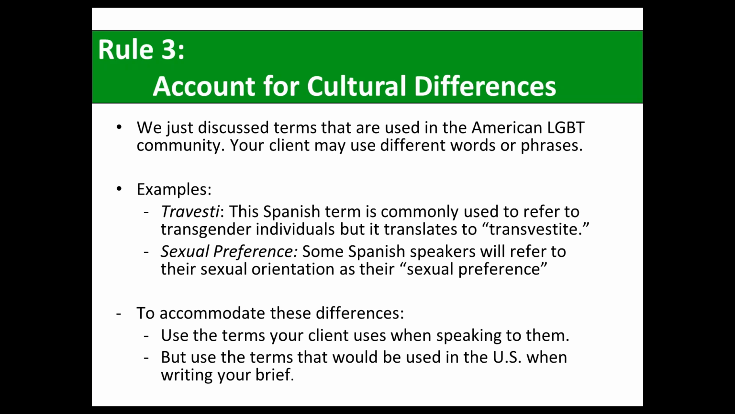And so while the terms we used are most common in the U.S. LGBT community, there are definitely other terms that are not as common here that are common in other countries. As an example, travesti is a South American term in Spanish that usually refers to transgender women, but it literally translates to transvestite. So maybe a client might use it, but it isn't really a term you'd use in your brief, for example. And a lot of Spanish speakers refer to what we would call their sexual orientation as their sexual preference. So good to keep that in mind as well.